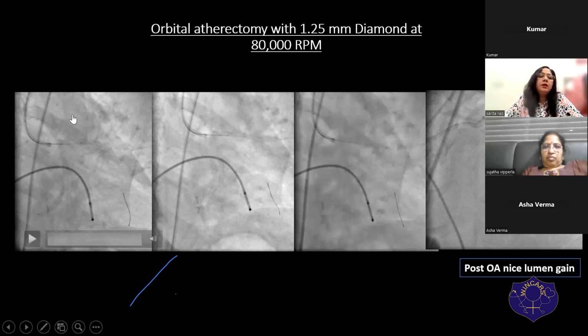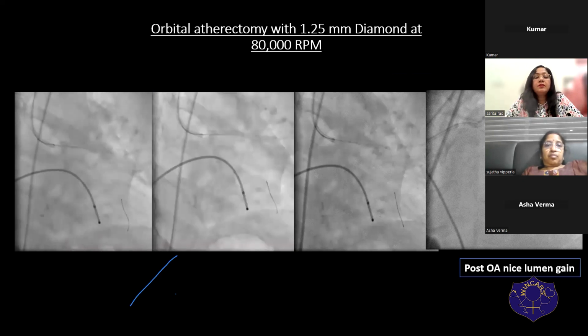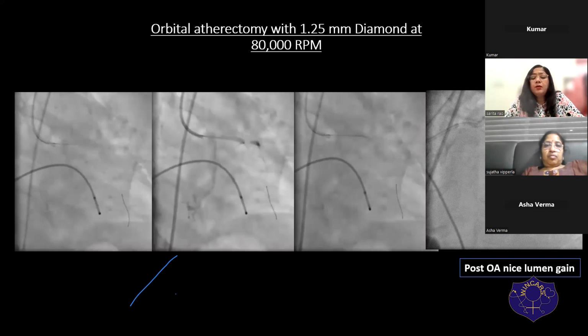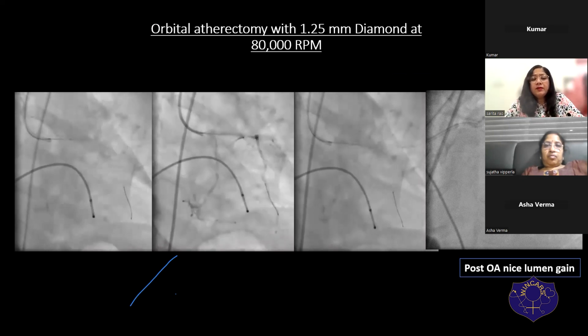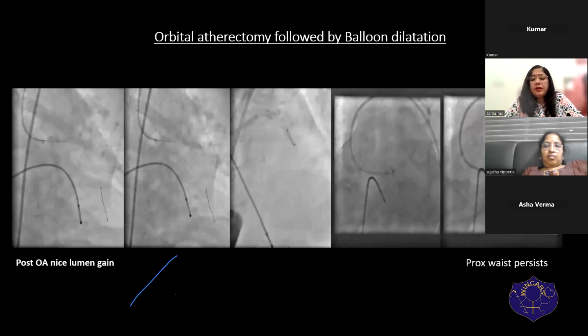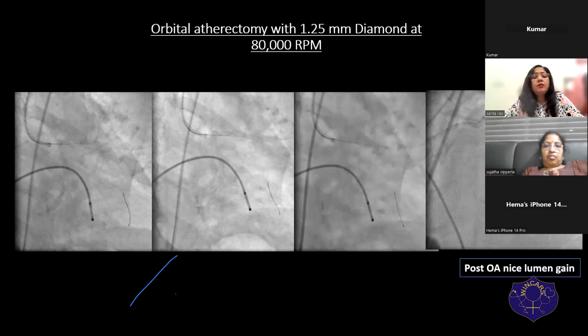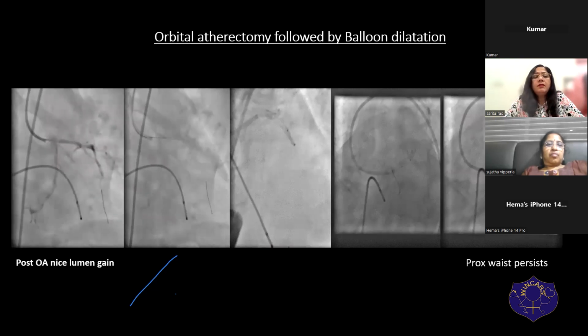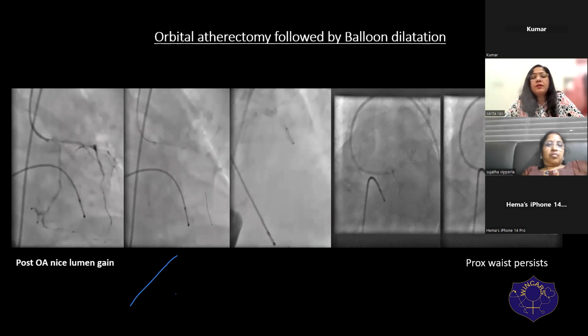So let's see. We went ahead and we did the orbital, right? So this is the orbital inside. It takes time because you can do one run only for about 25 seconds. You'll hear the beep and you have to stop. You do not stop within the lesion. So this was orbital at 80,000 revolutions. Then after the orbital, I went ahead and did a balloon dilatation, right?